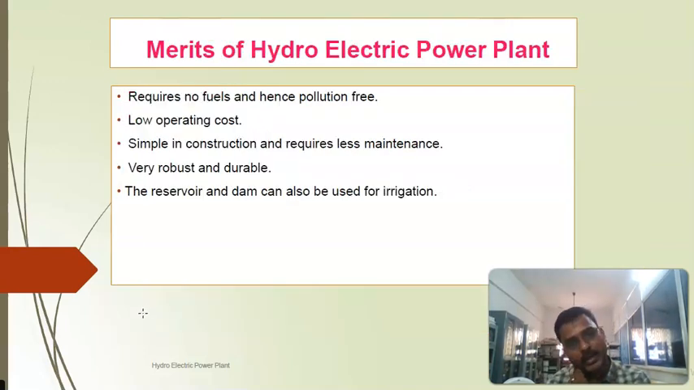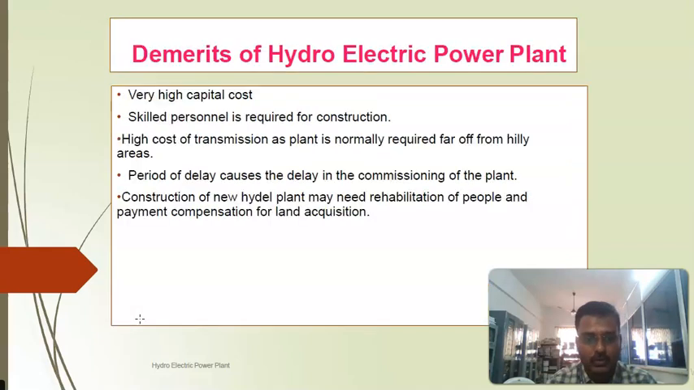Merits of the hydroelectric power plant: it requires no fuel, unlike the thermal power plant or other power plants, and has low operating cost. It is simple in construction, requires less maintenance, and is very robust and durable. The reservoir and dam can also be used for irrigation.